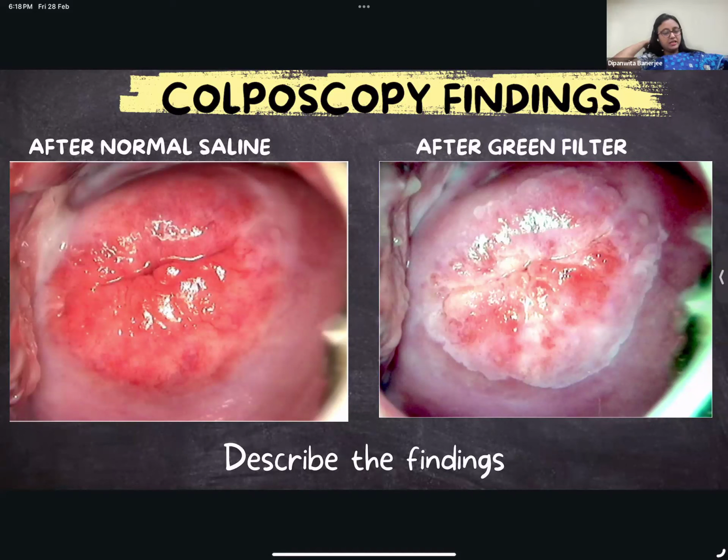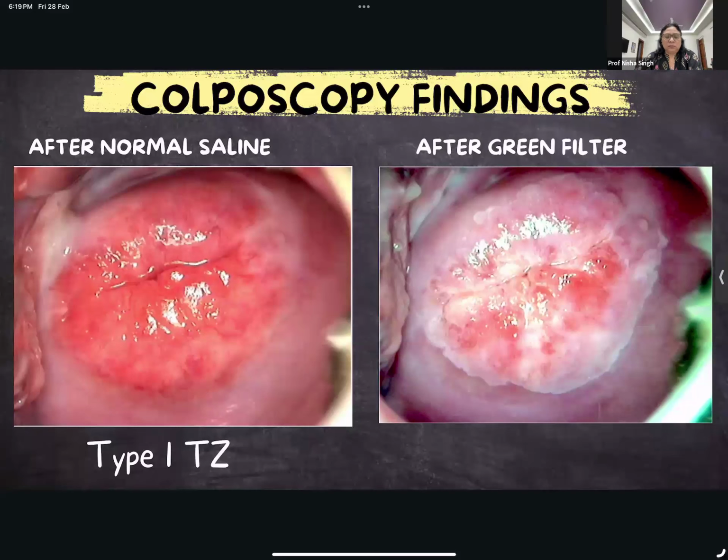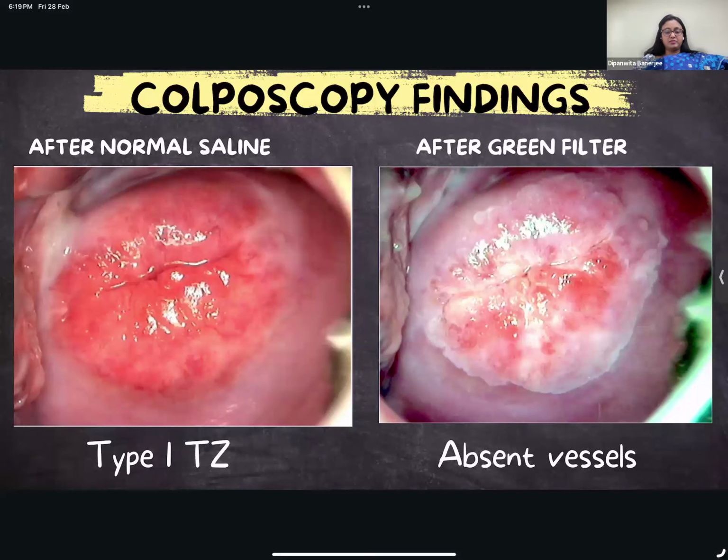For colposcopy findings, when interpreting them, we follow the IFCPC 2011 colposcopy terminology. Once you interpret the colposcopy finding, you have to document it also. First, whether the colposcopy is adequate, that the whole cervix is visible completely or not. The squamocolumnar junction is fully visible, and the transformation zone is type 1, 2 or 3. Here I can see it's type 1.